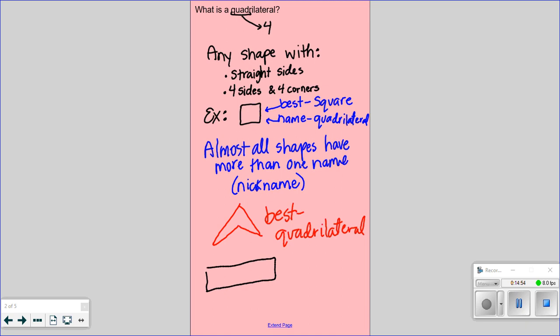All right, how many of you drew this shape? How many of you drew that shape? Is that a quadrilateral? Yes. Is quadrilateral the best name? Raise your hand to tell me. Is quadrilateral the best name? Lincoln?